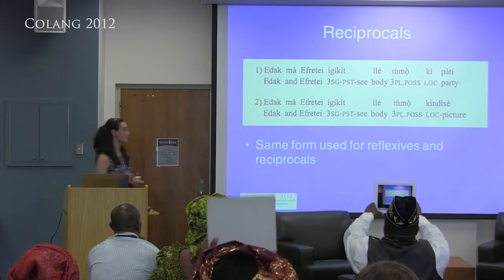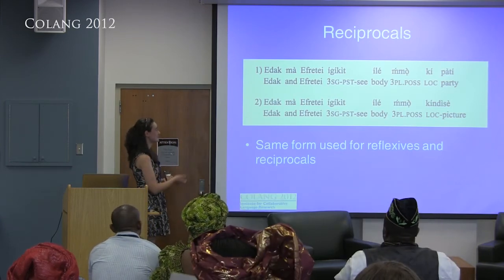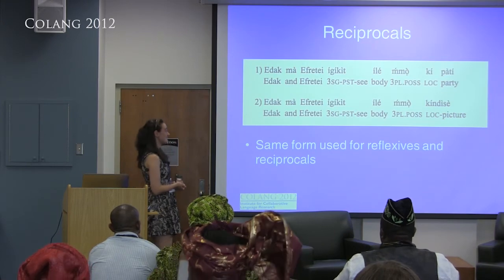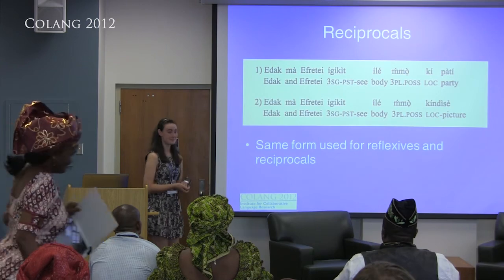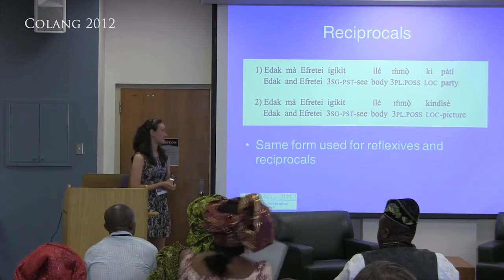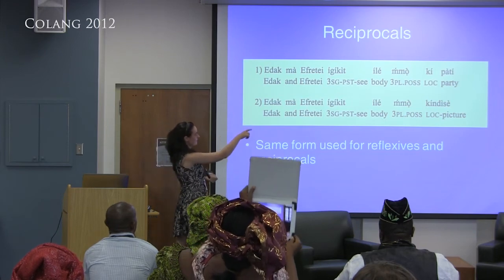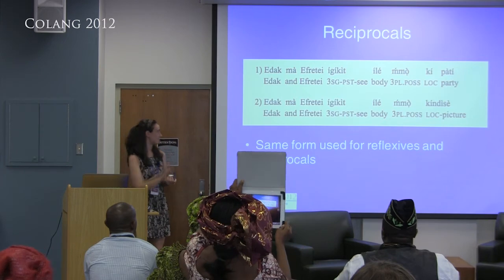Really briefly, reciprocals are constructed in the same way as reflexives. So I have these two sentences here: Edak and Efreti saw each other at the party, versus Edak and Efreti saw each other in the picture. The first one of those is a reciprocal event, and the second one of those is a reflexive, and you'll see that ile, mo, those are exactly the same, although I just made a weird tonal difference.